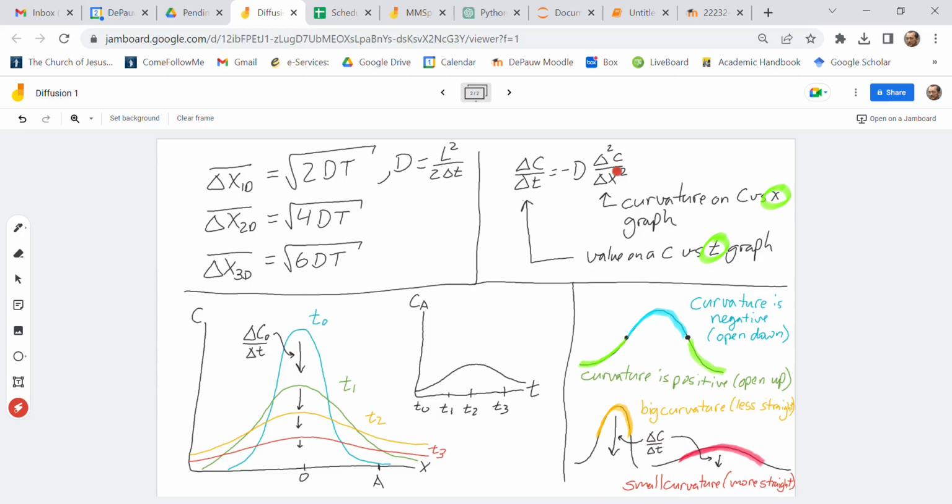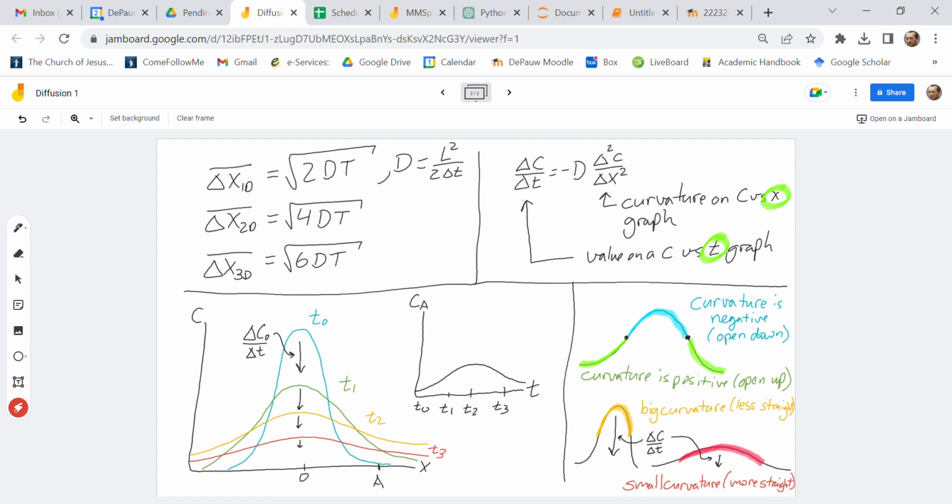Something with big curvature, so this is a big number, that means it's a really tight curve, or in other words, it's not straight, it's less straight. Big curvature means less straight. So it means it curves a lot. Whereas small curvature, this is a small number, means it's more straight, it's closer to a straight line.